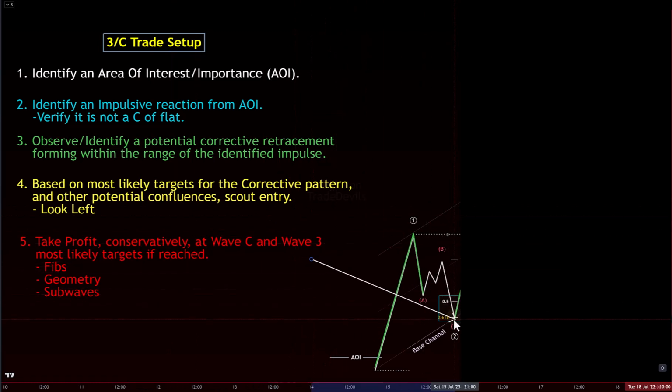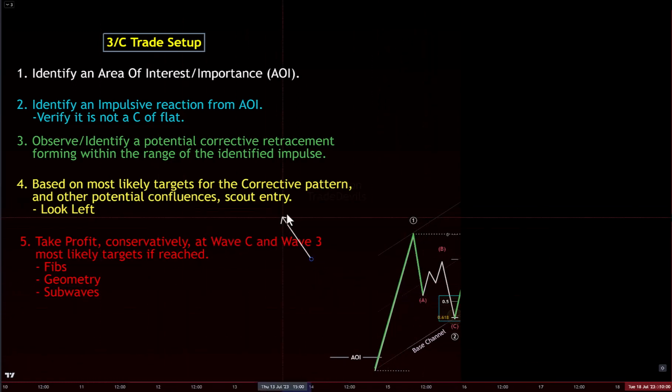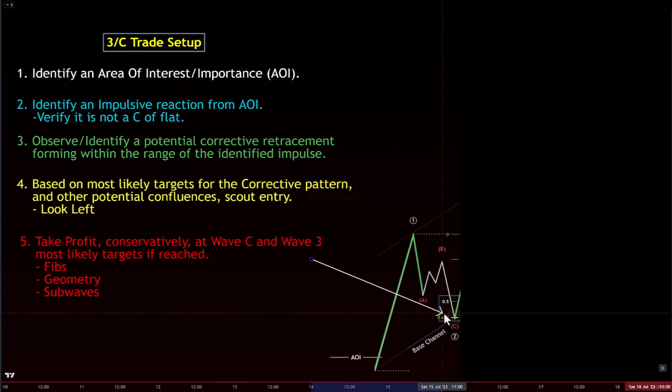Okay, I got the 1 to the 1. Okay, C. It's internal to a corrective channel. There's some structure over here that I can play off of as well. It's retracing into the most likely target for a wave B or 2 of an impulsive move between these ranges here. So I have everything lining up. So this is where I'm going to scout my entry, right here in this area, along with all the other confluences. So I'm looking for a box of confluence here, look for an entry to go long at this point.